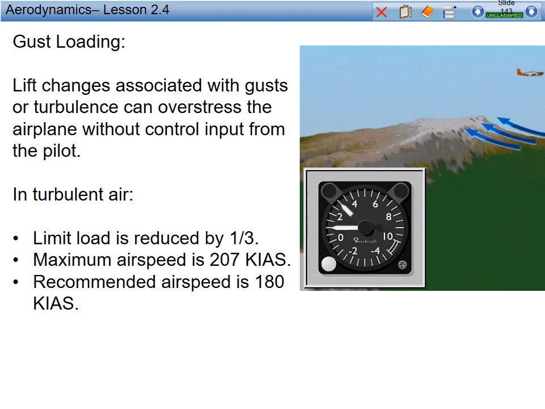Gust loading is caused when lift changes associated with gusts or turbulence can overstress the airplane without control input from the pilot. This is why in turbulent air, limit loads must be reduced by 1/3. Along with that, a NATOPS limit imposed on the T6 is a maximum airspeed of 207 knots in turbulent air. The maximum recommended airspeed is 180 knots. Both of these back off from your maneuver speed to maintain an area in which you will stall the airplane prior to overstressing it.